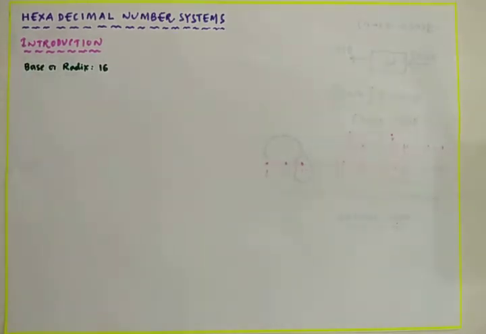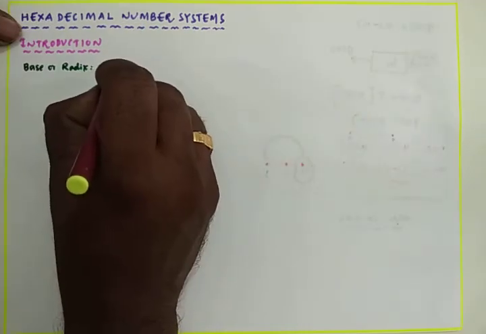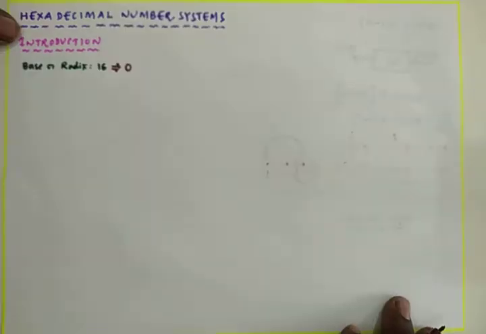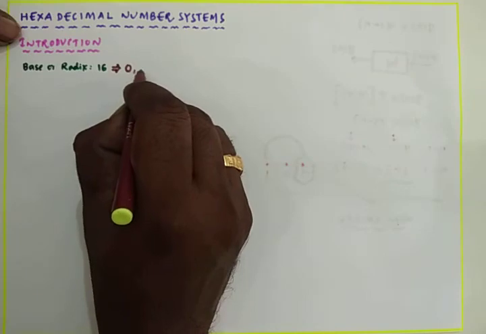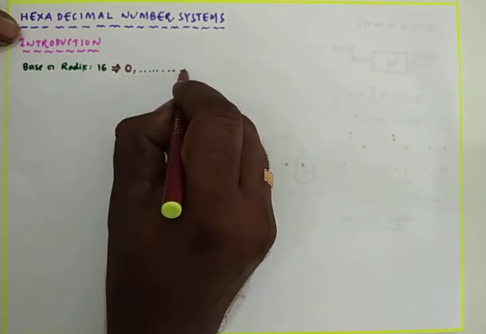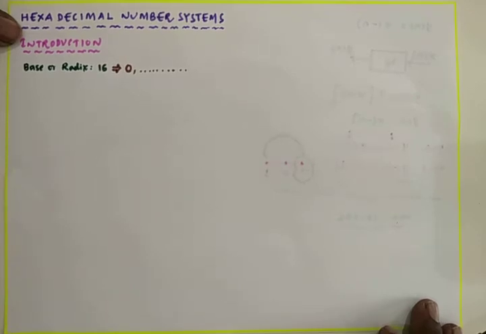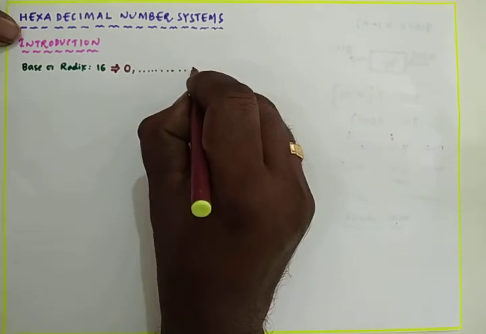We know that in any number system, the starting digit is 0. That may be hexadecimal, octal or binary. The ending digit, that is the last symbol in that number system, equals its base minus 1, or radix minus 1. What is the base here? The base is 16, and 16 minus 1 is 15.